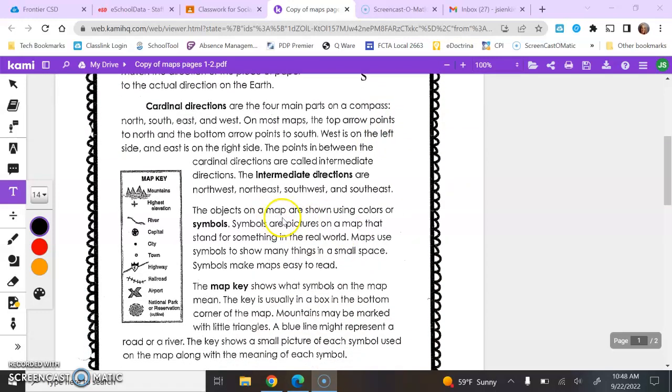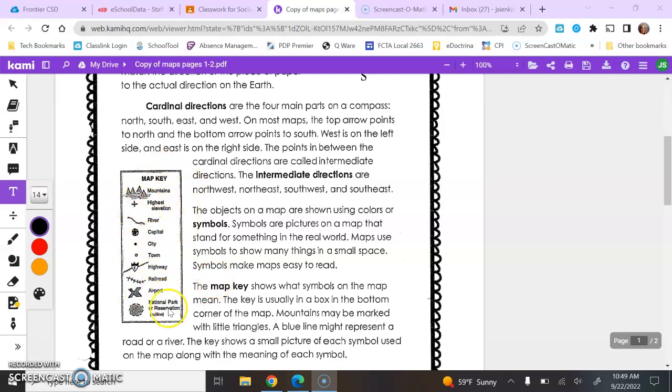The objects on a map are shown using colors or symbols. Symbols are pictures on a map that stand for something in the real world. Maps use symbols to show many things in a small space. Symbols make maps easy to read. And here is a box with some different types of symbols in it that you would see on a map.